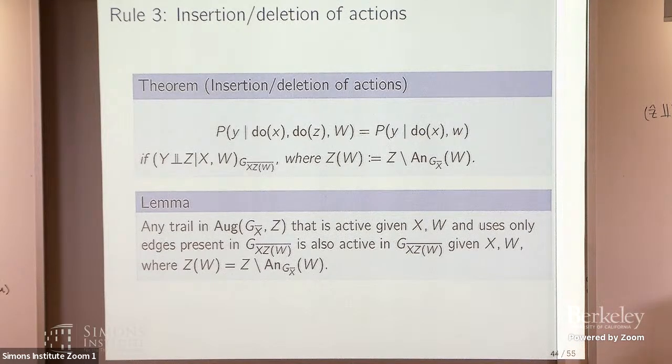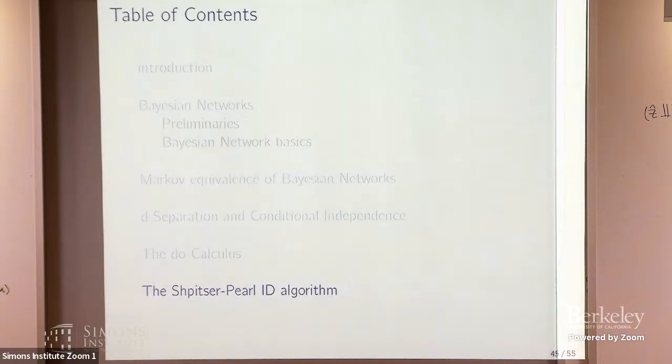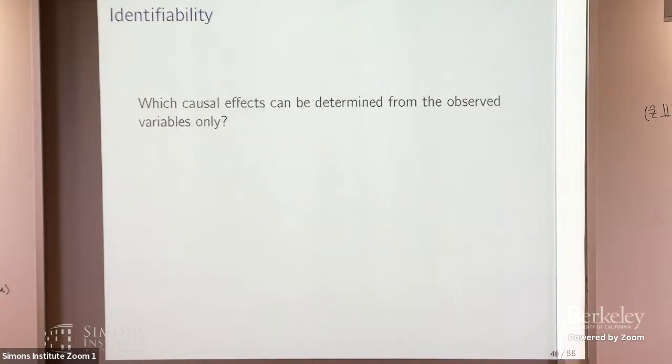Anyway, so we've proven the three rules of the do-calculus, which now leads us to the Shpitser-Pearl ID algorithm, which again, we're not going to have time to say all that much about. But let me restate the context for this. The question is, what causal effects can be determined from observed variables only?